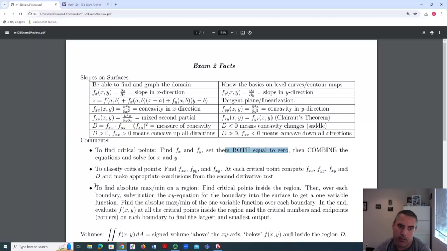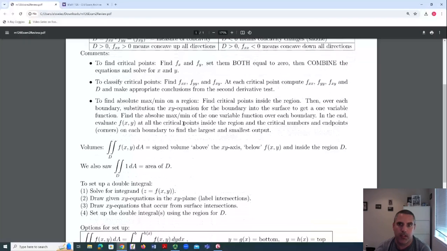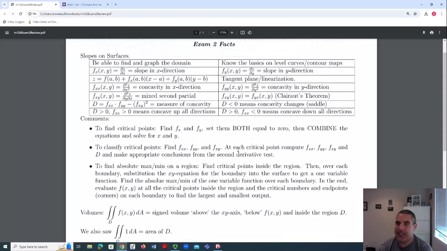And then what do we do with them? Sometimes I ask you to classify them, in which case you need to compute the second derivatives, plug in, and make appropriate conclusions. I could ask you a question about an applied max and min. I guess I didn't put that here. An applied max and min question, I just want you to set up the objective, the thing you're trying to maximize, and plug in the constraint. That's going to give you a two-variable function. And I want you to find the critical point and just stop and not do anything else.